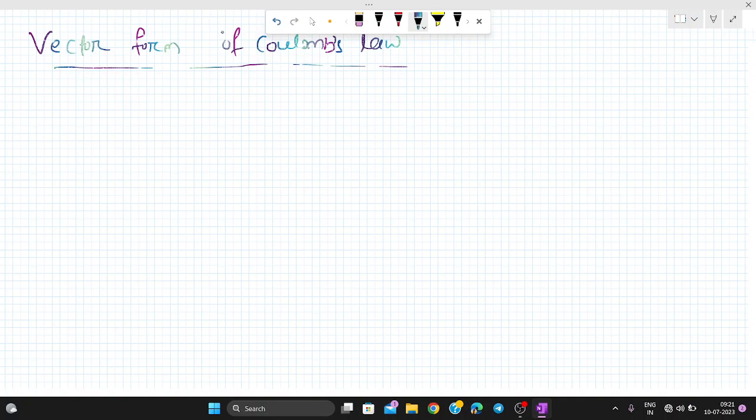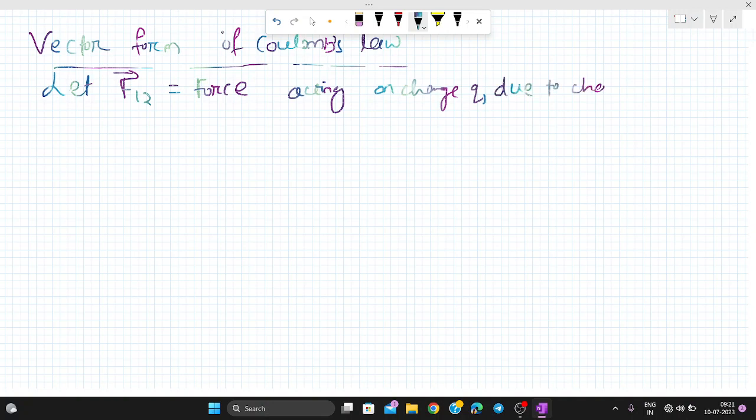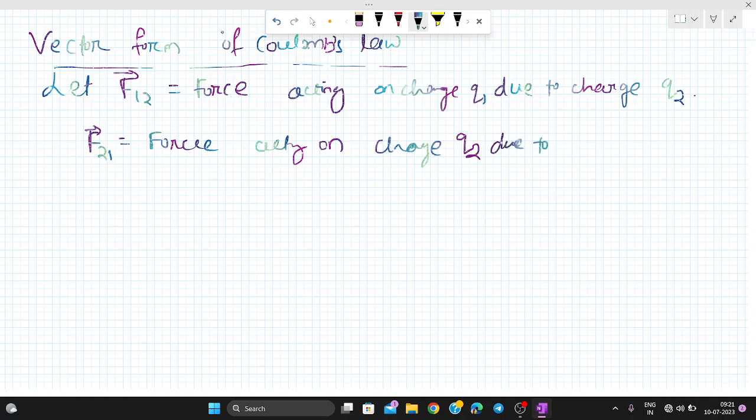For this, you have to consider a few points. Okay. So let F12 be the force acting on charge Q1 due to charge Q2, and F21 the force acting on charge Q2 due to charge Q1.